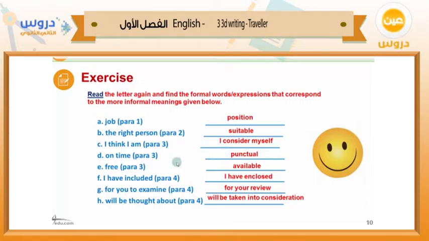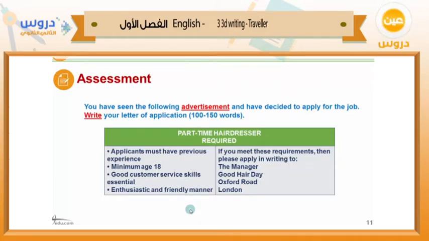On time, punctual. Free, I'm available. I have included, I have enclosed. I have attached. Free for you to examine, for you to review, and will be thought about, will be taken into consideration. See, the words in red are nicer. They're more beautiful. They're convincing. They're formal expressions. To the left, they are a little bit regular, sometimes boring. Okay, so let's start to write.